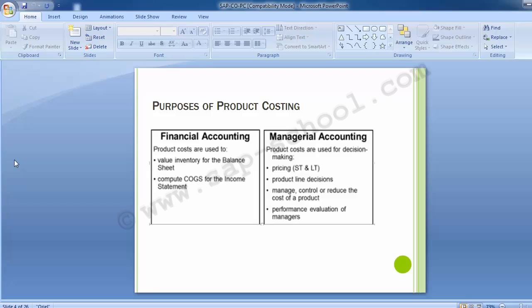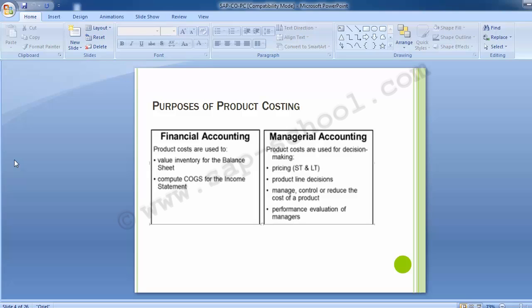Whereas if you talk about managerial accounting, that is the SAP controlling module, product costs are used for decision making like pricing: what prices have to be charged, what should be the sale price, what different prices have to be decided by the management once they know the cost of the product which has been manufactured.